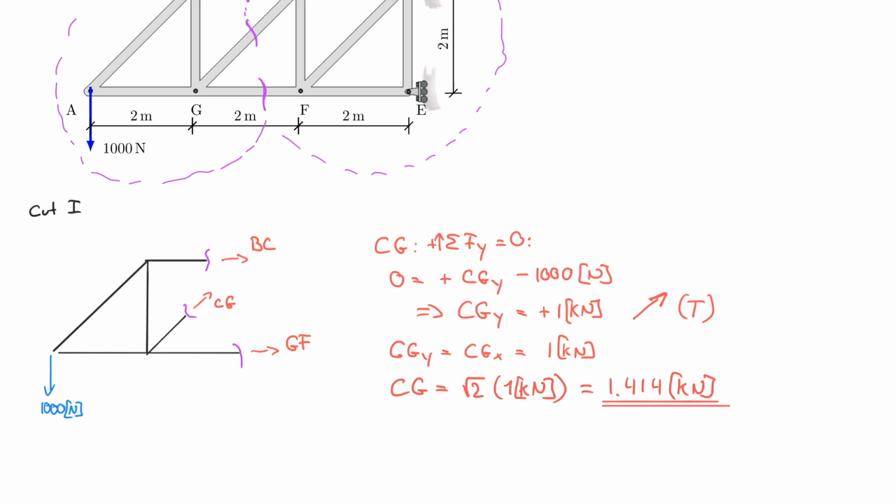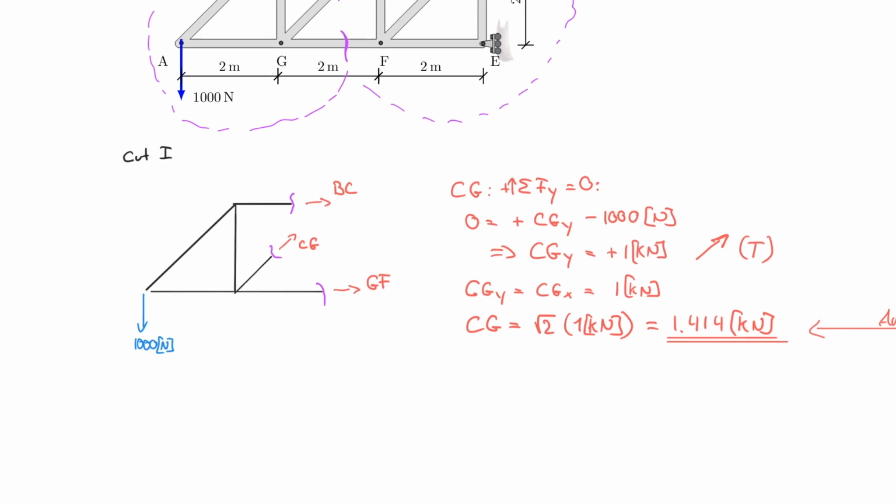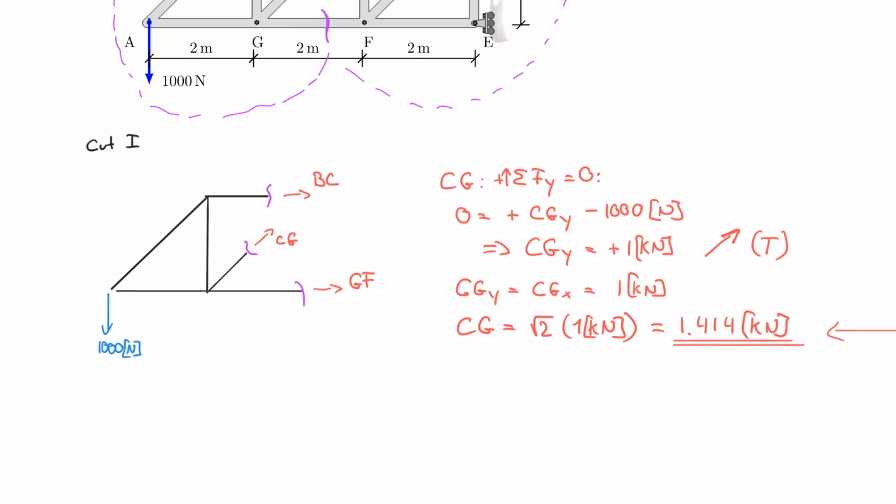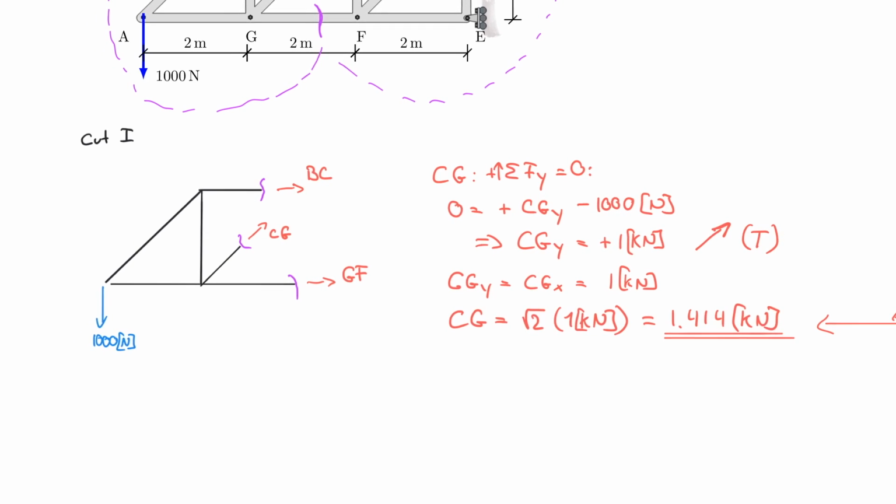And now I can calculate my other forces. So let's see which one we want to do next. Sum of the forces in x doesn't work. We already talked about this. So I need to use the sum of the moments. And let's look at which point we want to take the sum about. So I have two options here. I can either find GF or BC first.